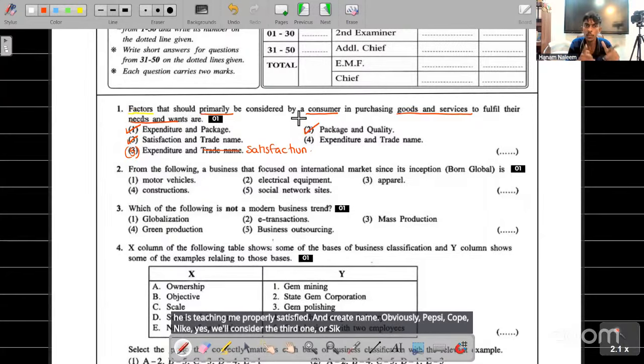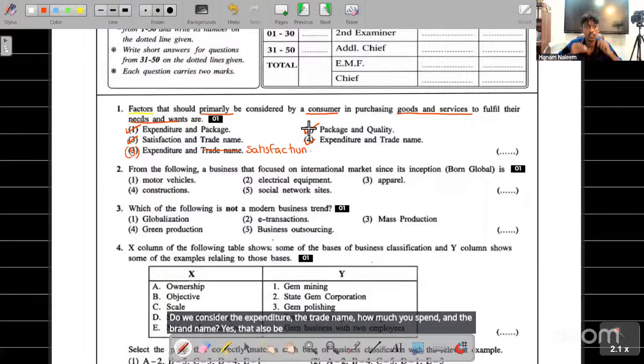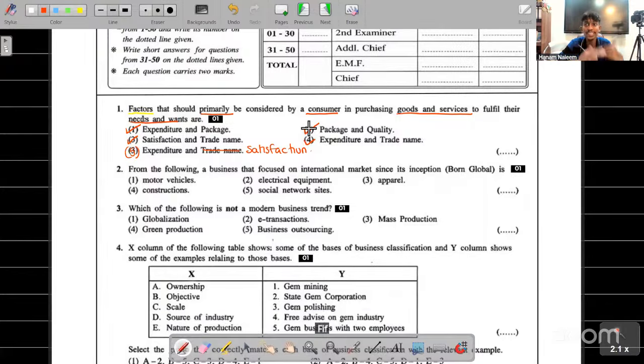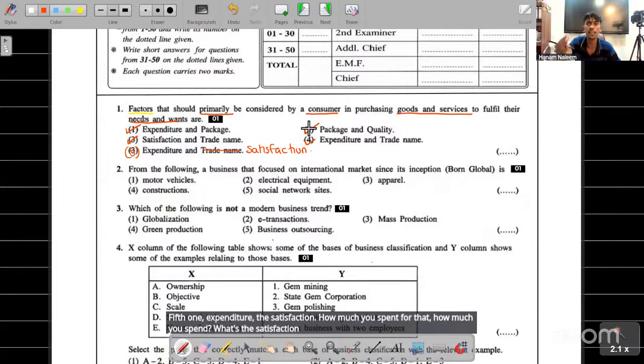Fourth one, do we consider the expenditure and the trade name, how much you spend and the brand name? Yes, that also we consider. Fifth one, expenditure and the satisfaction. How much you spend, and what satisfaction you get? For example, for my class, how much you pay as class fee, and what's the satisfaction, what's the benefit you get from it? Yes, we can consider that. Okay, now we consider all five.